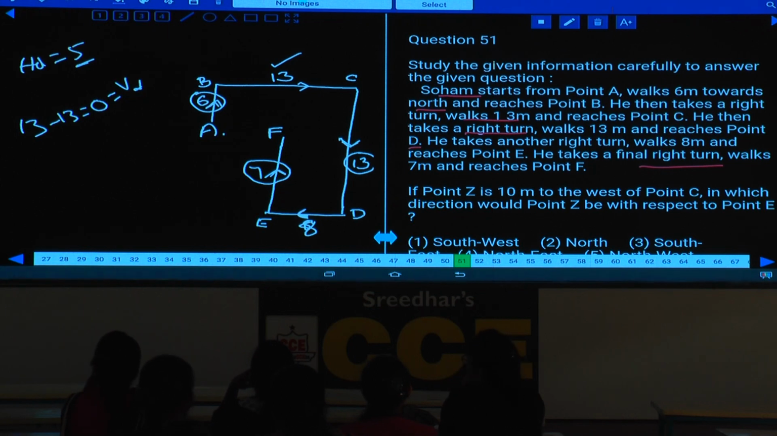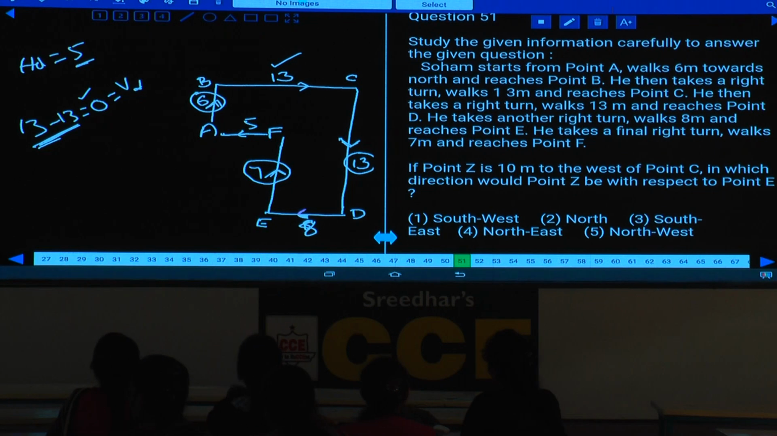Hence these two are in a horizontal straight line. The distance between these two is how much? 5 meters. Are you following this one or not? We have calculated the horizontal distance as well as the vertical distance. If the direction is same, then we should add. If the directions are opposite, then we should subtract. In this case, 13 north and 13 south, north and south are opposite, hence it is subtraction, that is 0. Now the horizontal distance is 5.